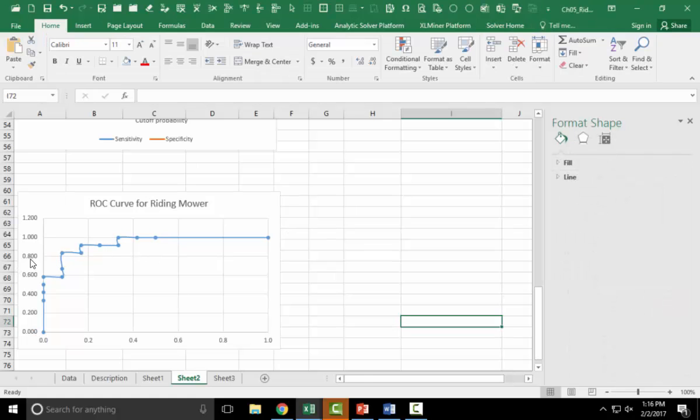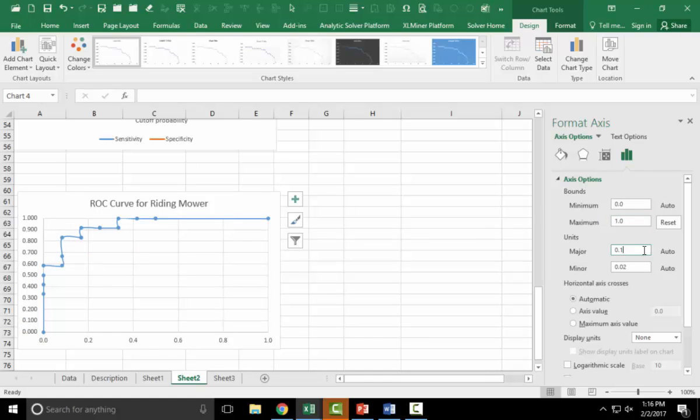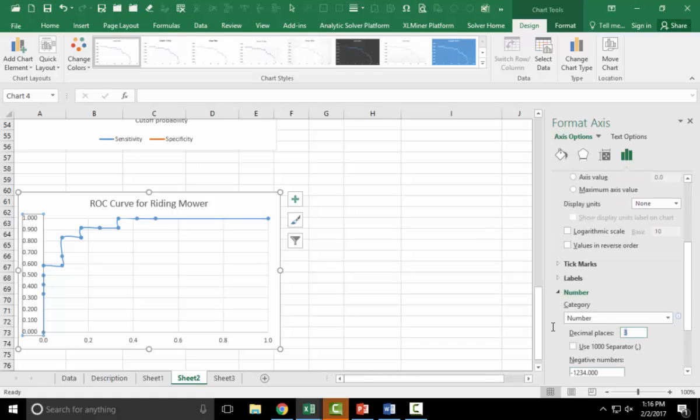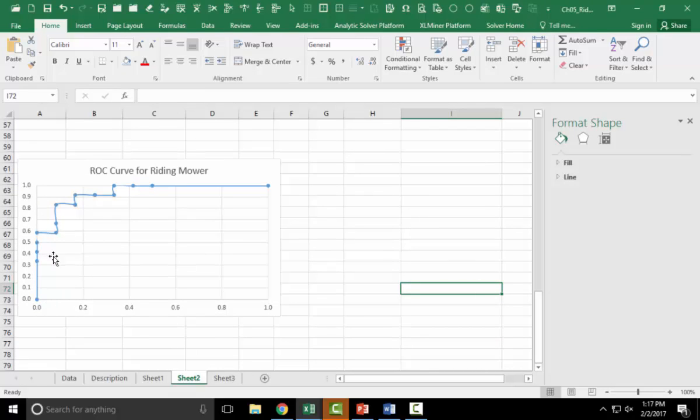Now same with the y-axis. The y-axis is sensitivity, and that's a probability as well, and therefore has to be between 0 and 1. Let's keep the decimal places at 1. Okay. All right. So this is for our classifier.